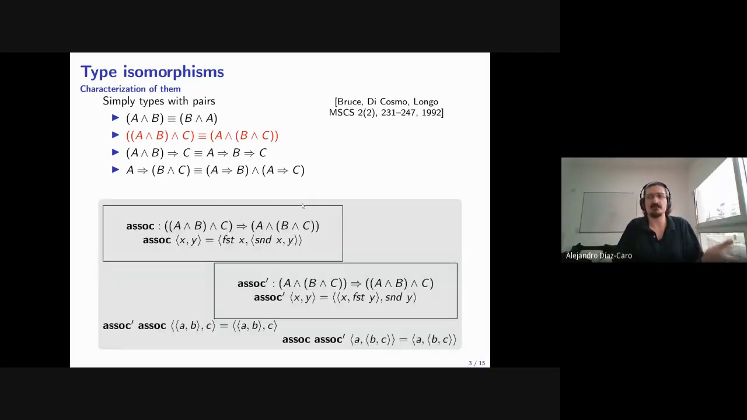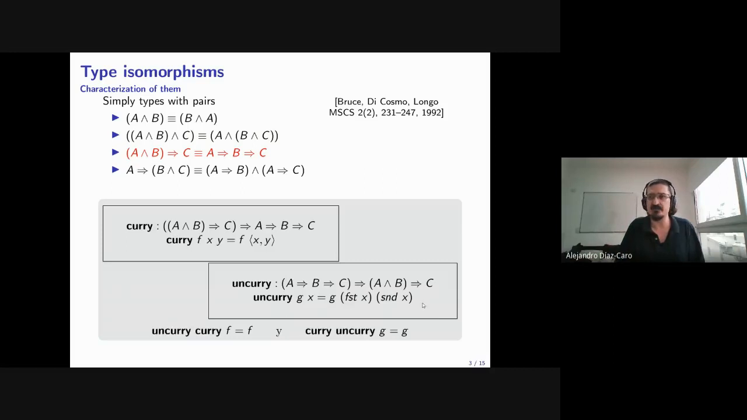For this one, you can take something a bit more convoluted, but it's not that hard. You have the program that receives a proof of A and B, let's say this is called X, and a proof of C, which is called Y, and it constructs a proof of A and B and C. So it takes the first of this proof of A and B, which gives you a proof of A, and then it constructs the pair of the second with the C. Well, in the other sense, you can do the same for the other direction of the isomorphism. And if you compose, of course, you get the identity. You pass this proof, you get the same proof.